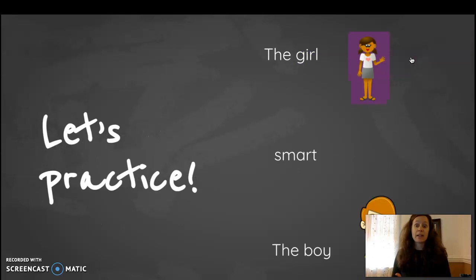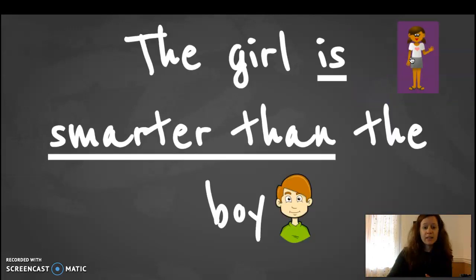So let's practice. Let's look at some examples. So let's say we have the boy and the girl, and we want to compare them using the adjective smart. In order to form the sentence, we would say the girl is, so I'm using the verb to be, the girl is smarter than the boy, because smart is one syllable, so I added an ER.